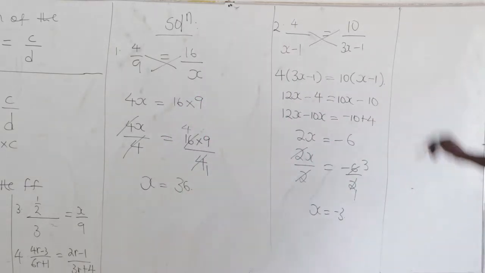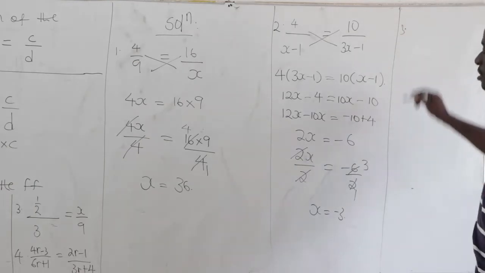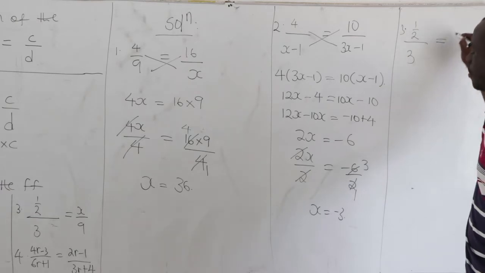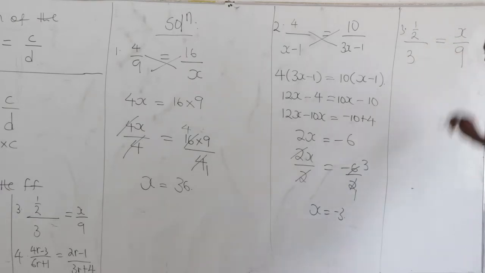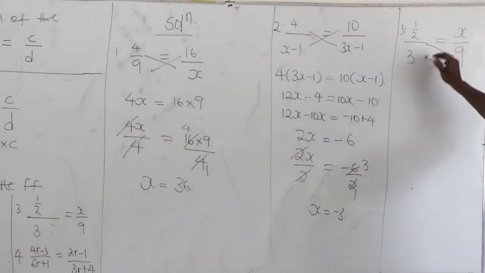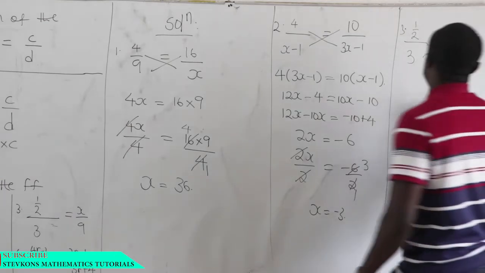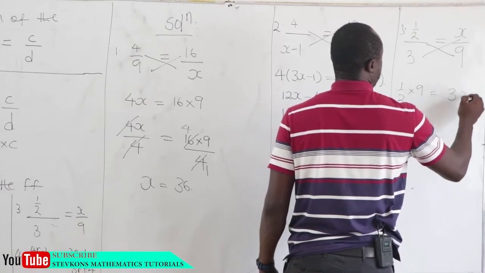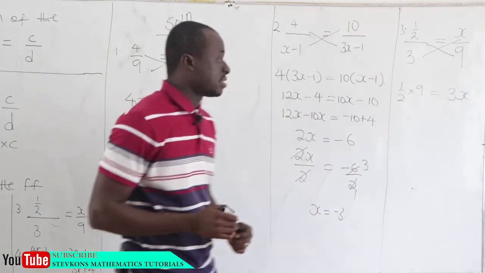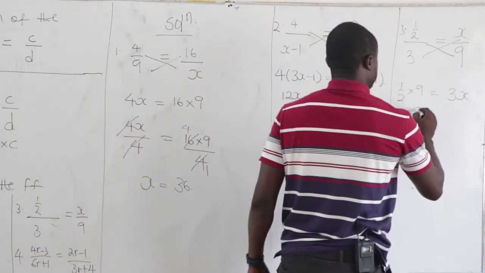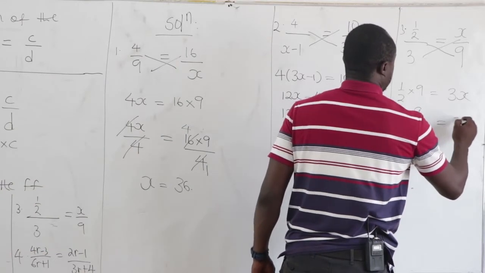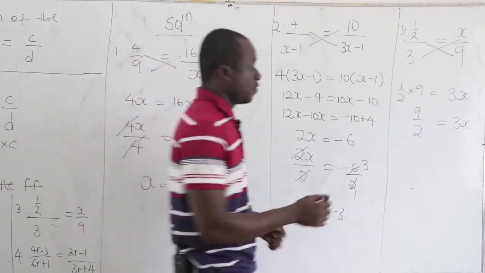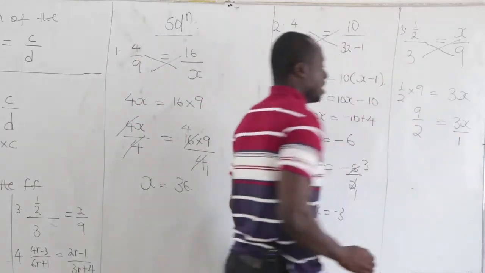Now what is the third question? The third question is 1 over 2 all over 3 equal to x all over 9. What are you supposed to do? Cross multiply. Clearly, you have 1 over 2 times 9 equal to 3x. 3 times x gives us 3x. Now this is the same as 9 over 2 equal to 3x. Every whole number is over 1, so this can be considered as 3x over 1.